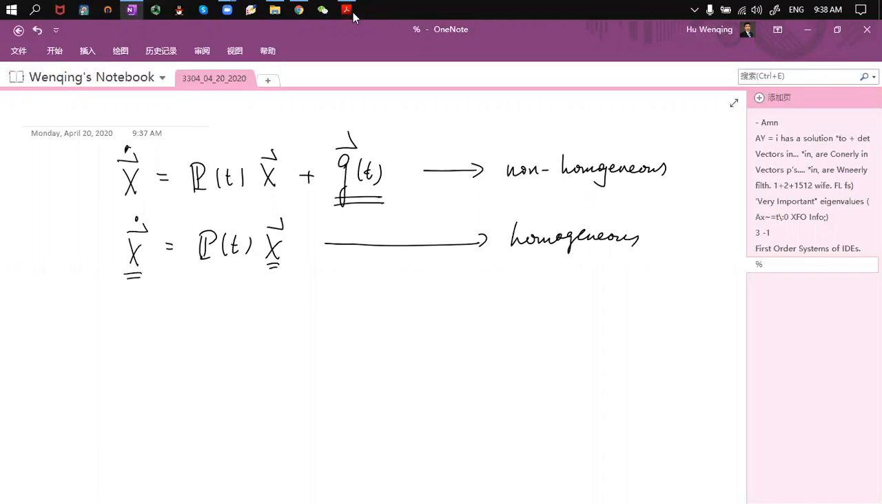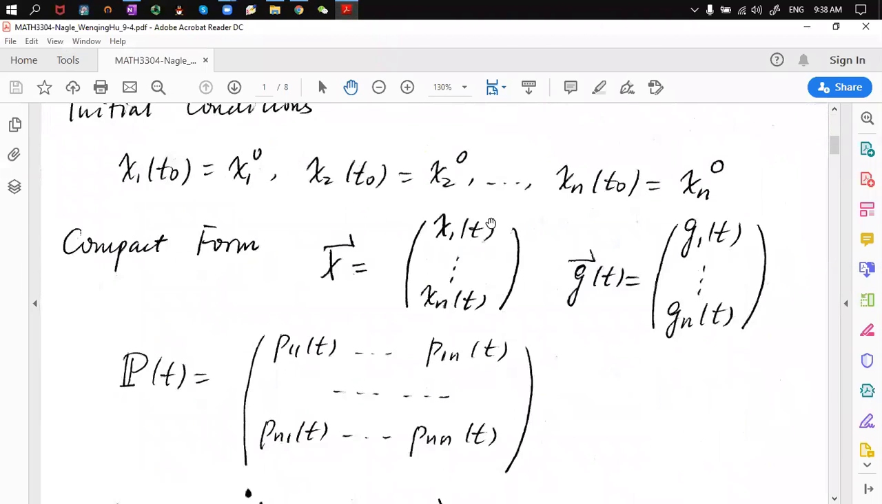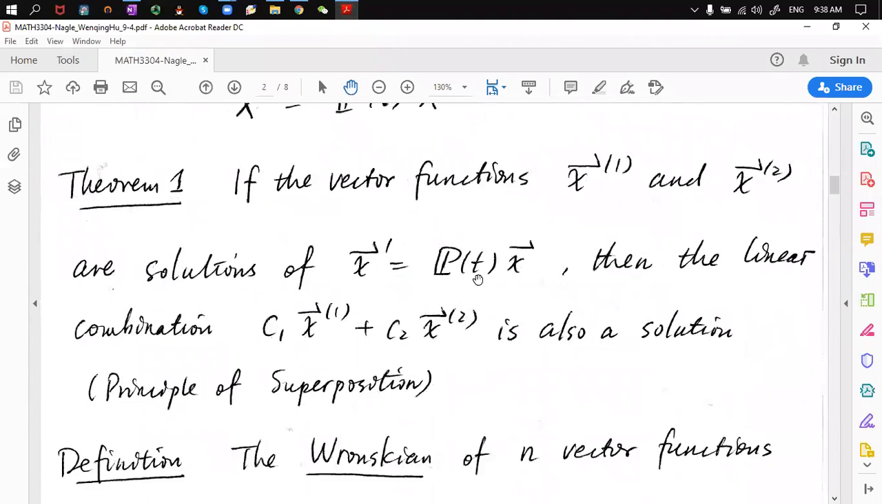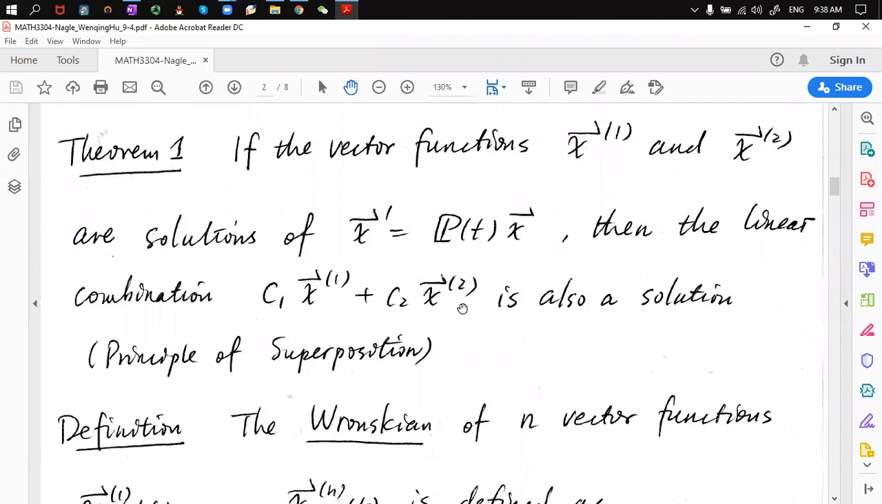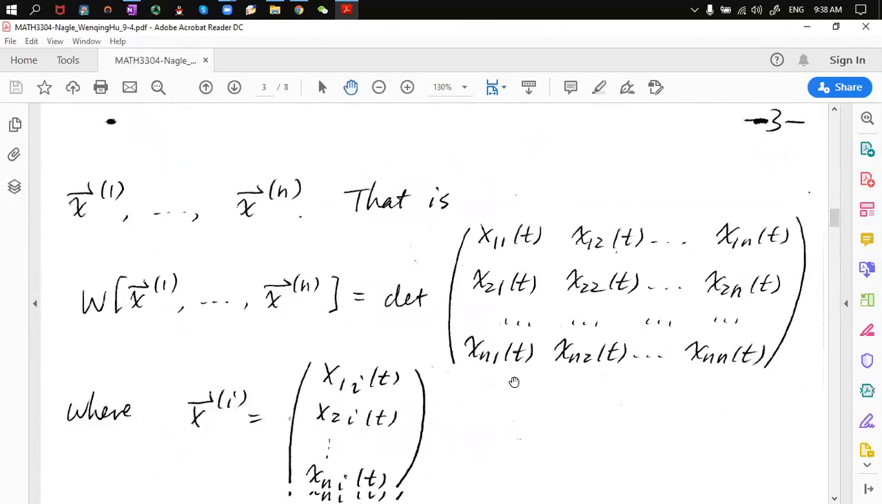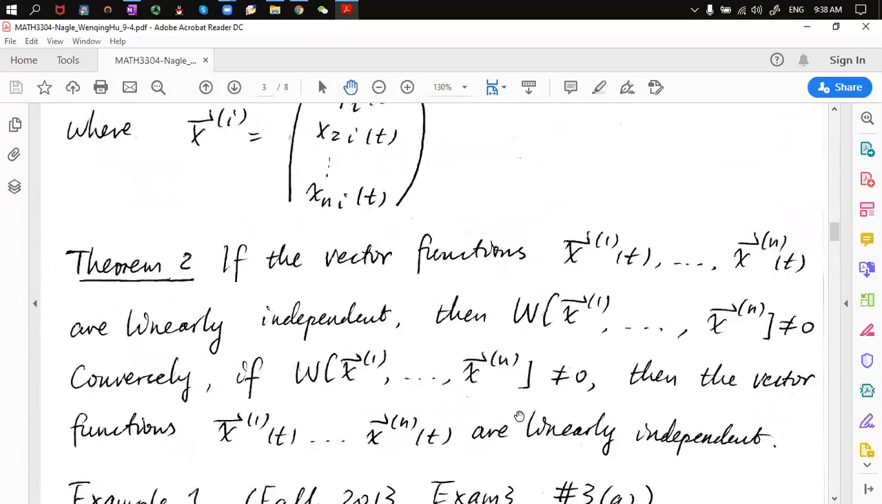Now let me start with the homogeneous equation. I would like to solve a homogeneous equation that takes such a form: x prime is equal to p of t times x. So how are we going to solve this homogeneous equation?